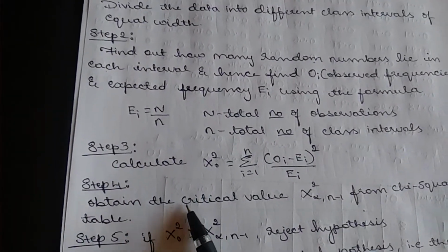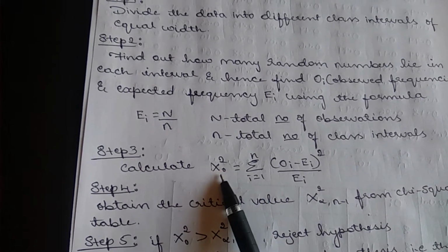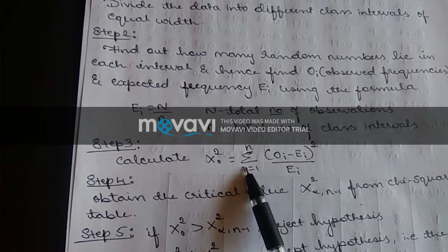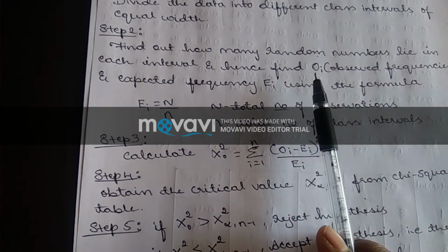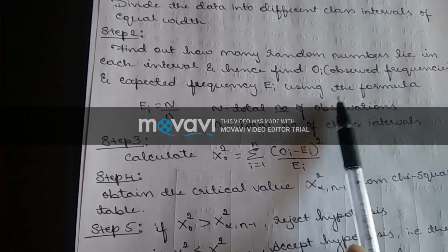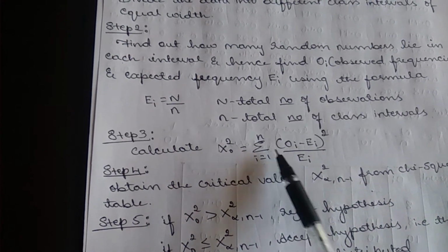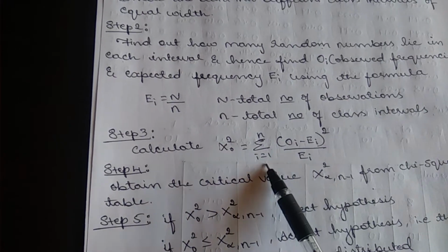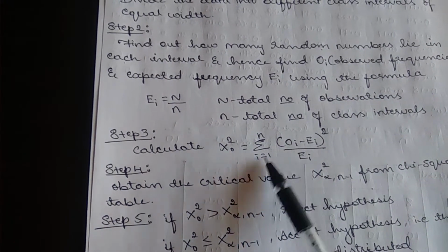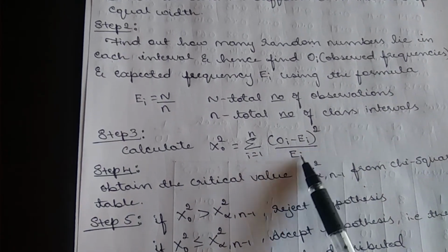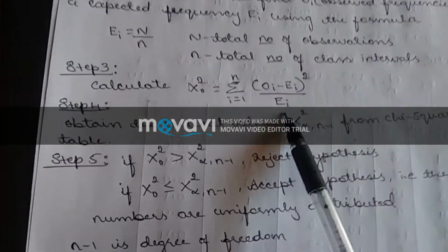The third step is to calculate X0 square. This is the chi-square function. We already know OI and EI from the previous step. So in this third step you find X0 square, that is the summation from i equals 1 to n, where n is the number of class intervals you have, of (OI minus EI) whole square divided by EI.